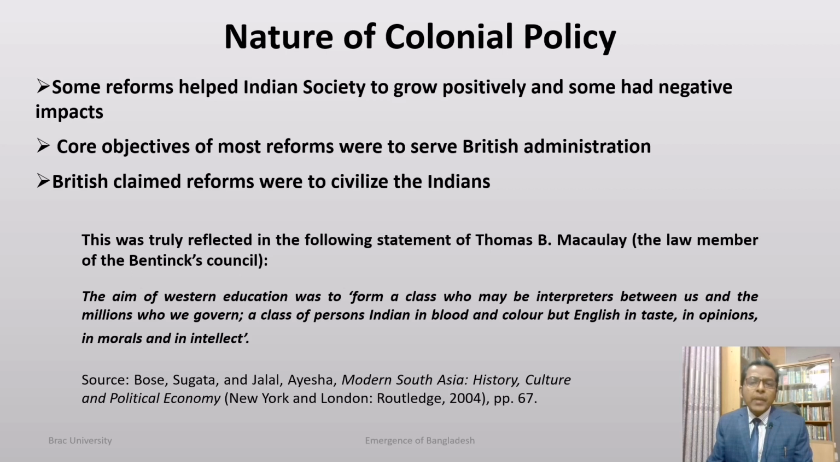Following this, many famous academic institutions were established, such as Hindu College or Presidency University, Fort William College, Calcutta University, Dhaka University, and many other institutions.